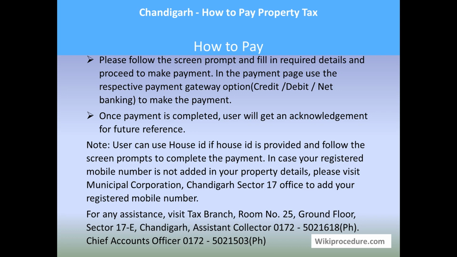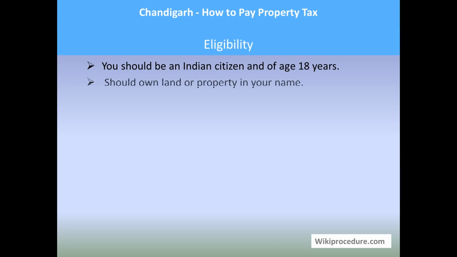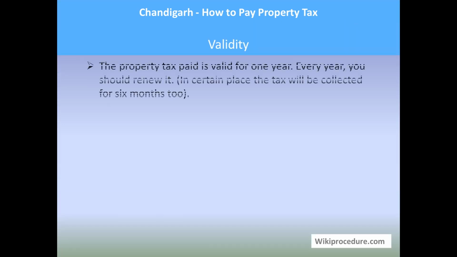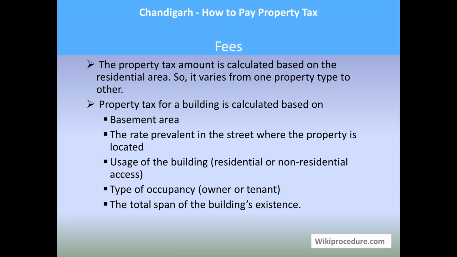Eligibility: you should be an Indian citizen aged 18 years or above, and should own land or property in your name. Validity: the property tax paid is valid for 1 year. Every year you should renew it. In certain parts of India, the property tax is collected every 6 months. Fees: the property tax amount is calculated based on the residential area, so it varies from one property type to another based on the place it is assessed.